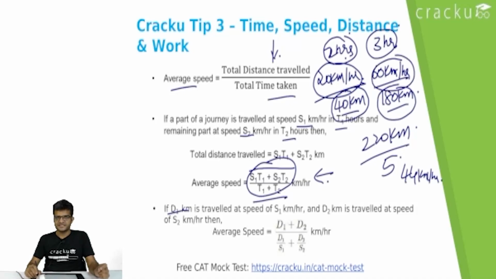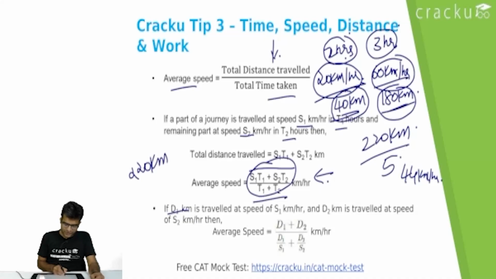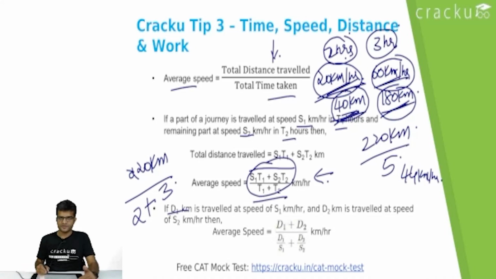Now you are given the distance, so you can easily calculate the total distance. That is 40 plus 180, this is 220 kilometers. And you will use both of them to calculate the individual times and then sum it up. For example, the time he has traveled by bus will be 40 divided by 20, which is 2, plus 180 divided by 60, which is 3. Again the answer will be 220 by 5, which is 44 kilometers per hour. Or D1 plus D2 is the total distance traveled, and the denominator, which is the total time taken, will be D1 by S1 plus D2 by S2.